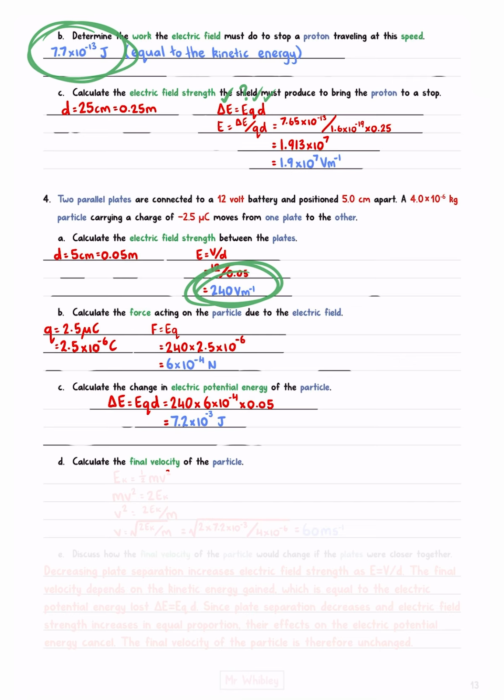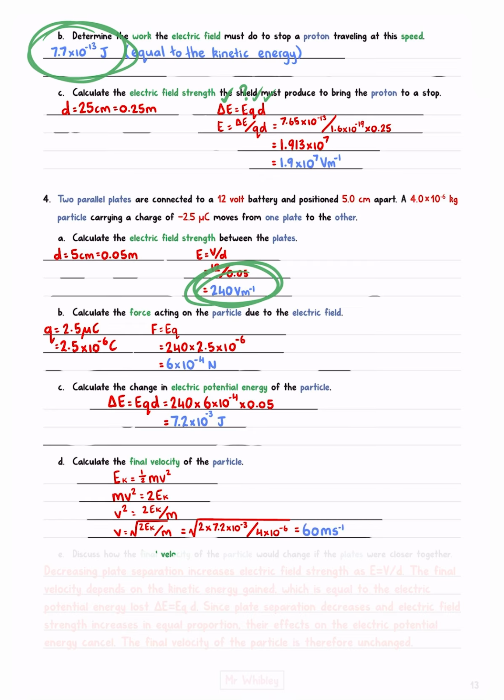Calculate the final velocity of the particle. To find our final velocity, we can use the kinetic energy equation. To solve this for velocity, we first double both sides and swap them around. We then divide both sides by the mass, square root both sides, and then put our numbers in to find 60 meters per second.